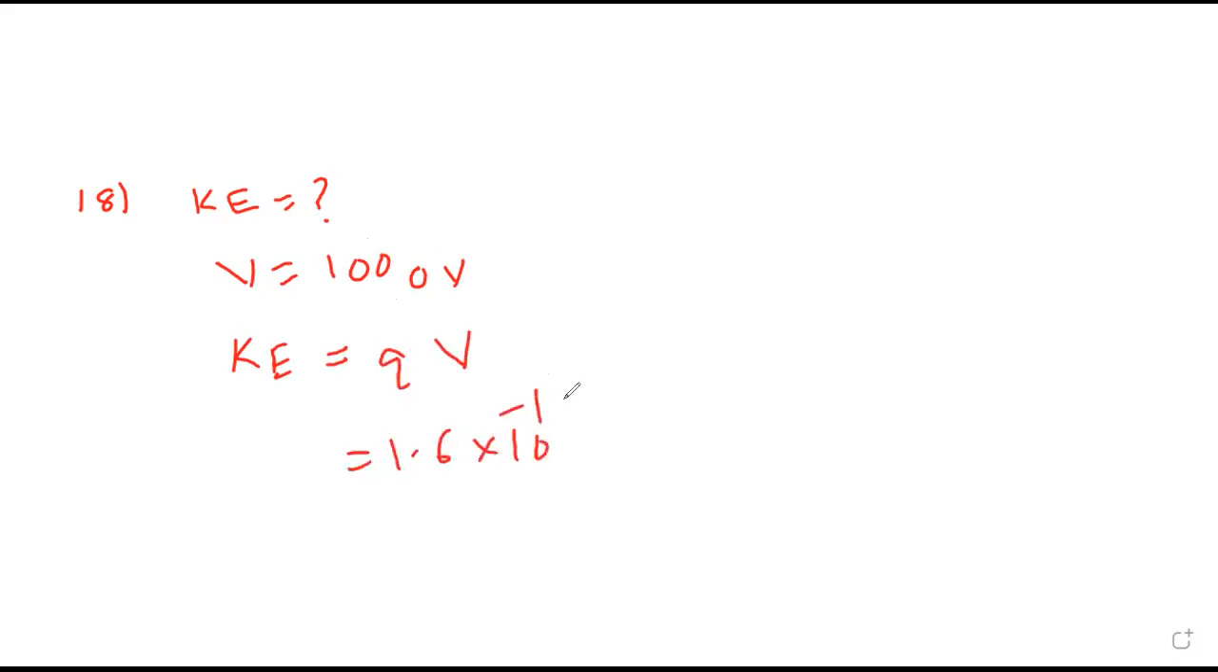18. How much kinetic energy is gained by an electron initially at rest when it is moving through a potential of 1000 volt? Kinetic energy acquired by charge is QV. Charge is of the electron, so 1.6 into 10 raised to minus 19. Voltage is 10 raised to 3. 1.6 into 10 raised to minus 16 joule. This is the answer. Yes. Then come to 23rd.